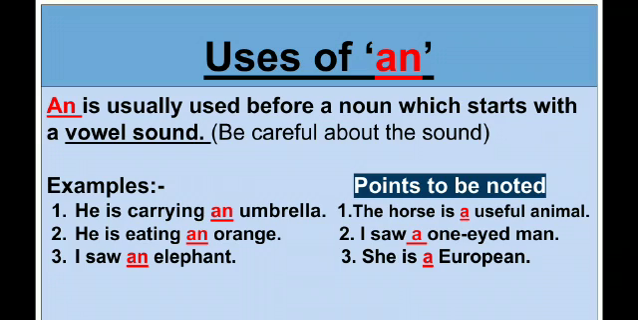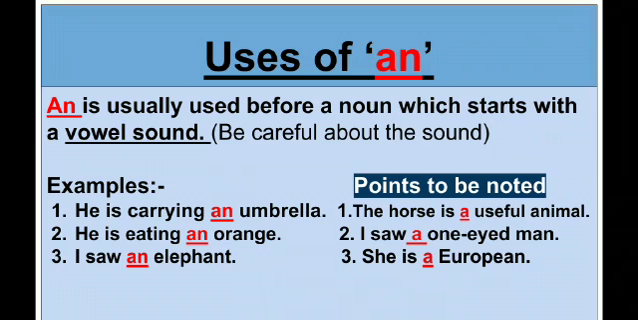Here again, I have chosen such sentences. There are the nouns umbrella and useful animal. They are starting with the similar letter U. But if we notice carefully, they are producing different sounds. He is carrying an umbrella. Here "u" is a vowel sound, that's why we have used "an". And the horse is a useful animal. Now U is not at all a vowel sound here, it is a consonant sound, the "yu" sound. So that's why "an umbrella", but "a useful animal".